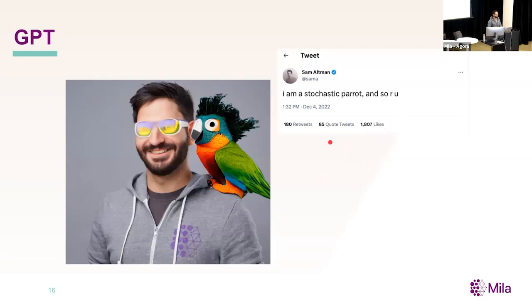So here's a tweet from Sam Altman, who is the CEO of OpenAI. He made this tweet a few months ago, back in December, and he essentially says, "I'm a stochastic parrot and so are you." Here he's trying to be kind of edgy, and he's also trying to reference some articles that have been published in the past on stochastic parrots, referencing these large language models. And what he's trying to say here is, I mean, I'm just interpreting this, right?